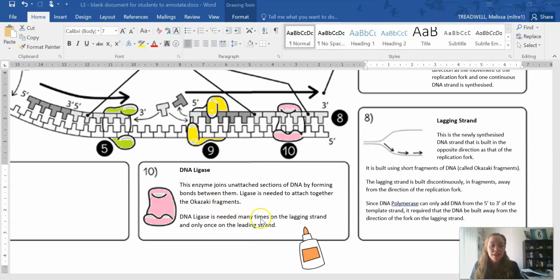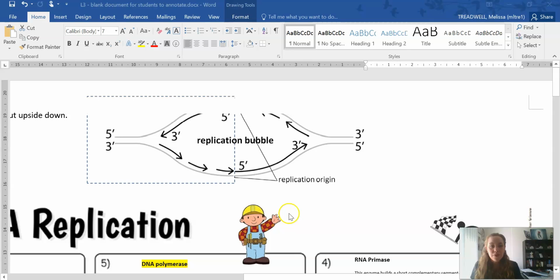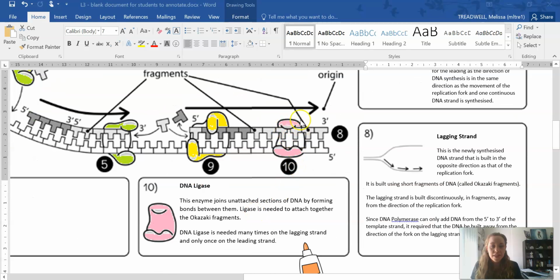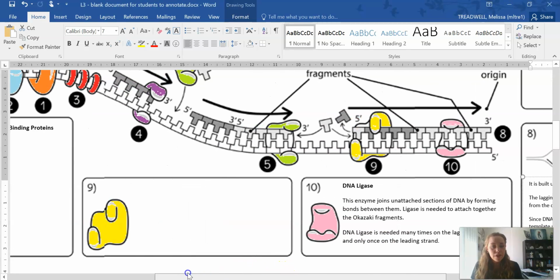DNA ligase is needed many times on the lagging strand and only once on the leading strand. Okay, so when we've got this section up here built in those two sections, then that would get used once, but we've got to use it a bunch of times when we're building that lagging strand. So you can see here it's represented, and we've got a picture of a glue here to represent it's joining those Okazaki fragments.